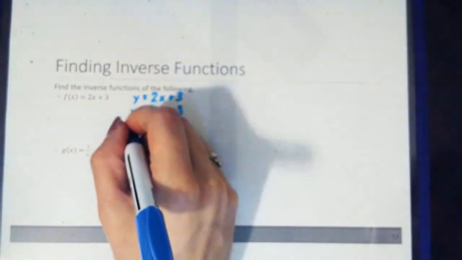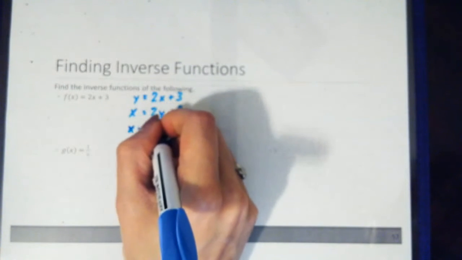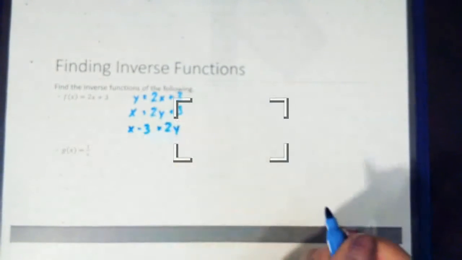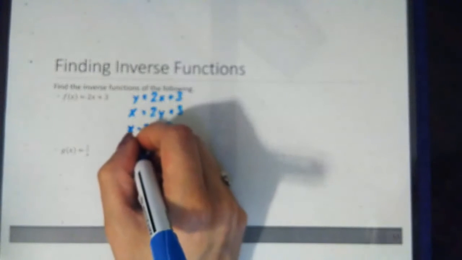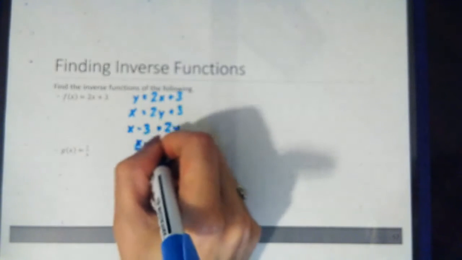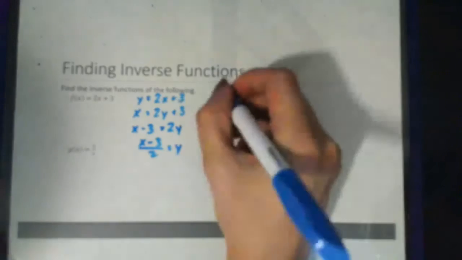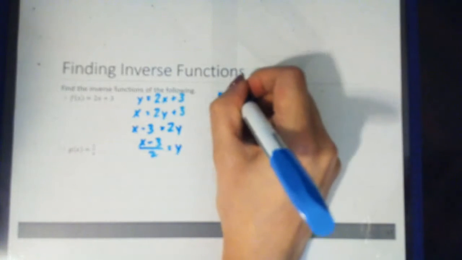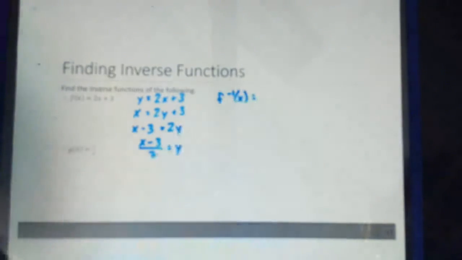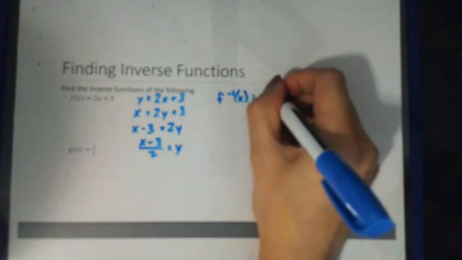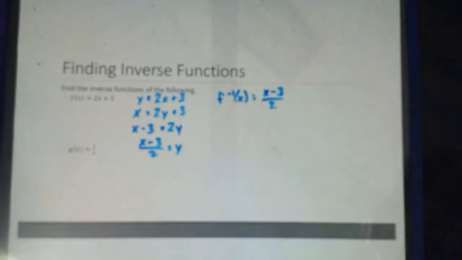So I can subtract 3 from both sides, and I get x minus 3 equals 2y. If I divide both sides by 2, I get x minus 3 divided by 2 equals y. Our final step is to return to function notation, but because we switched the x and y, we need to make sure we're using inverse notation. So f inverse of x is going to replace my y, and that gives me x minus 3 over 2.